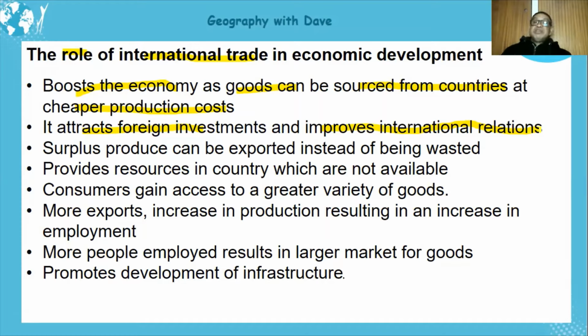You get better costs, better relationships, you get priority in terms of items. They may favor you more before they favor anybody else. They charge you cheaper rates instead of another country. So all these things play a huge benefit in economic development. All right. Also, surplus produce can be exported instead of being wasted.